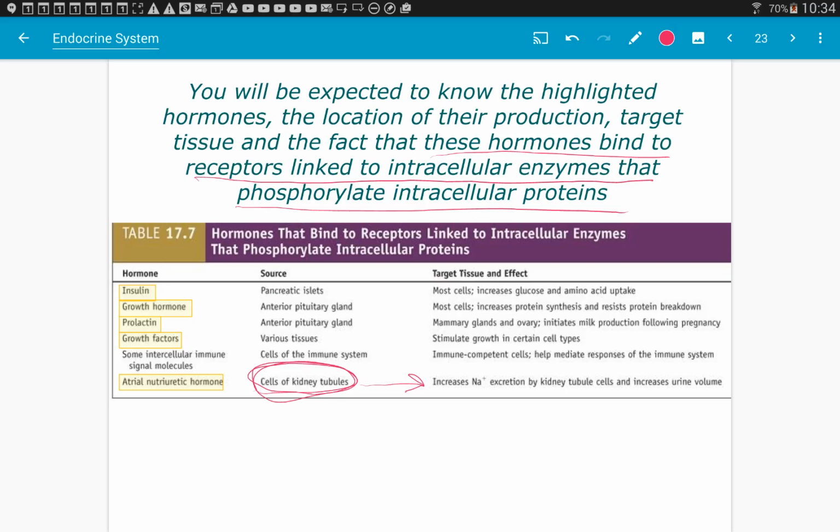Insulin is made in the pancreas, and the job of insulin is to basically have glucose taken up by cells, and therefore that decreases your glucose levels in your blood. Growth hormone and prolactin are both made in your anterior pituitary. Very often growth hormone is abbreviated GH. Prolactin, I think we saw that one before, is PL. And then we saw atrial natriuretic hormone. Okay, so these are going to have different responses.